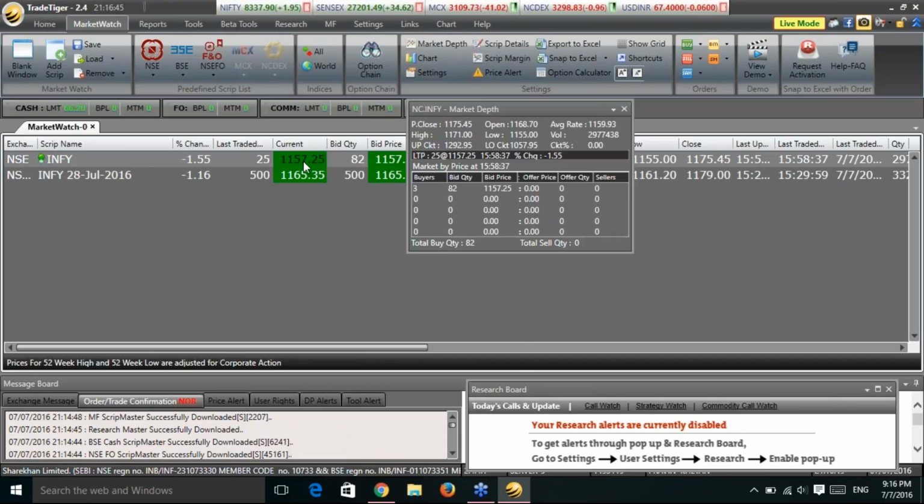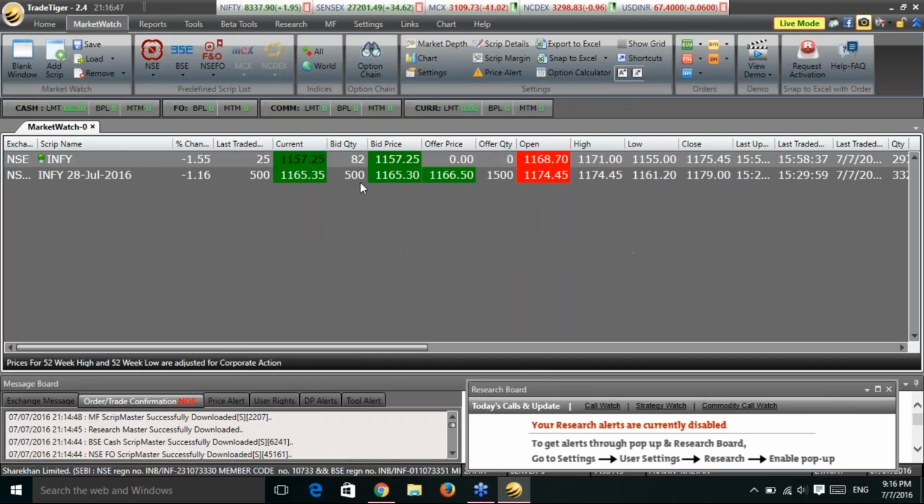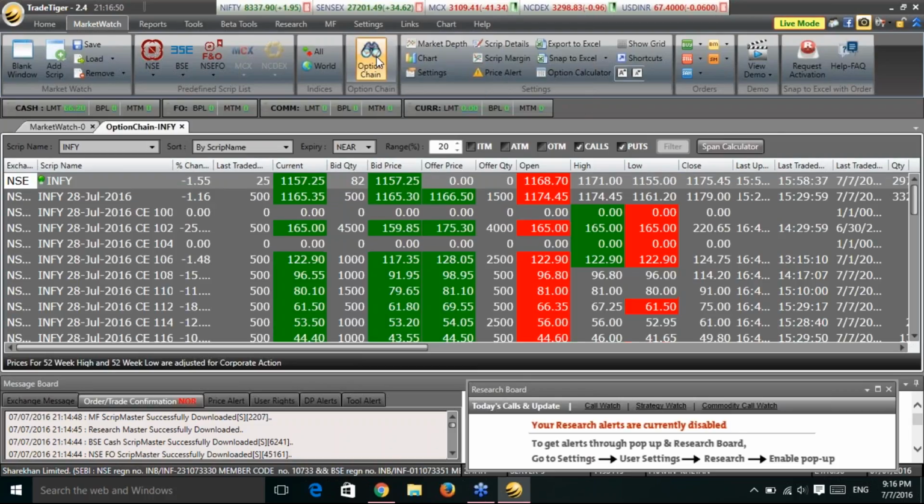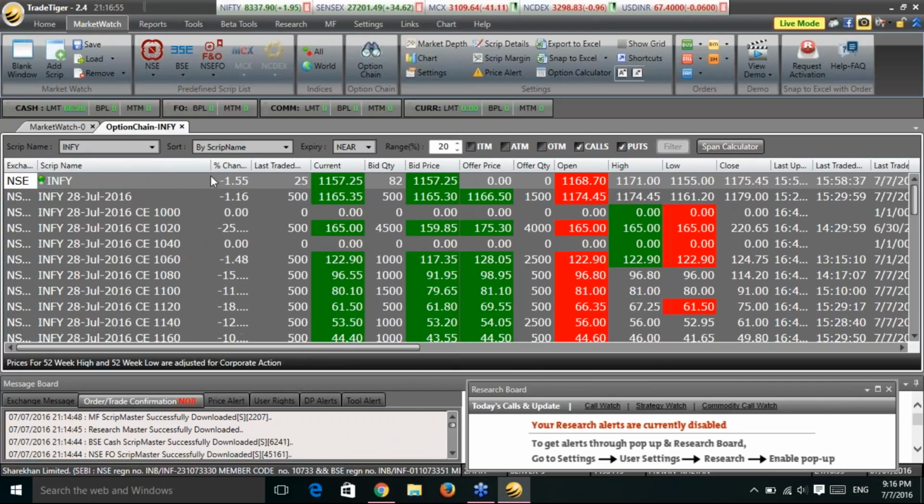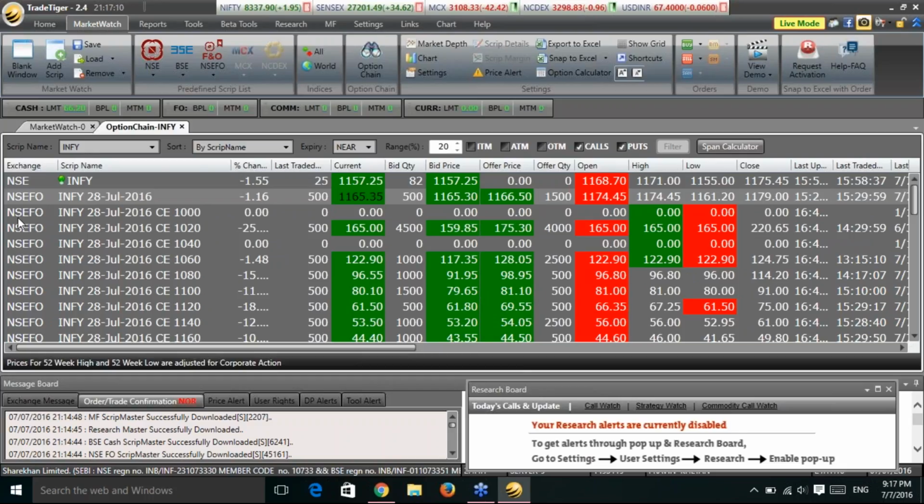Let's add an option chain here for Infosys. So we now have an option chain for Infosys. Now see carefully here. We have the spot price at the top, the future price in the second position, and then we have the Infosys NSE FO, that is National Stock Exchange, future contract or future and option.